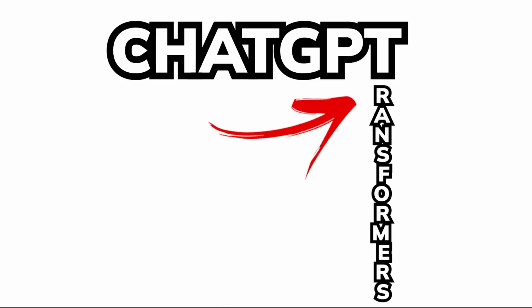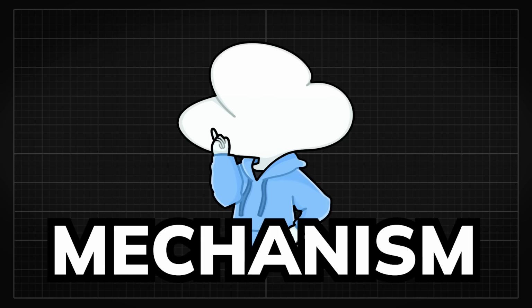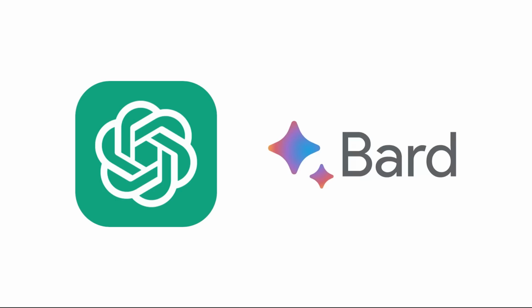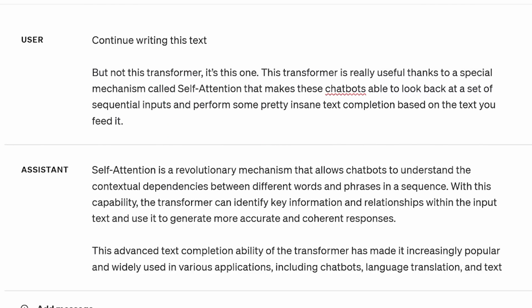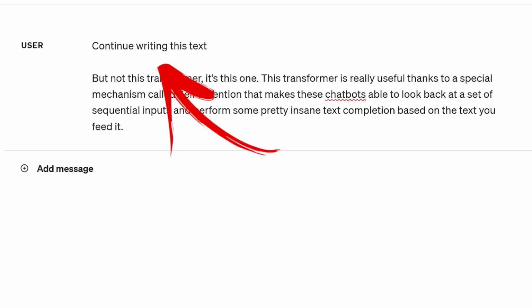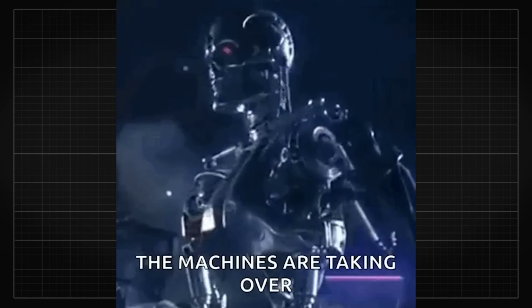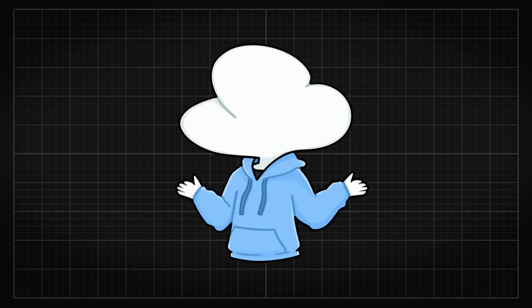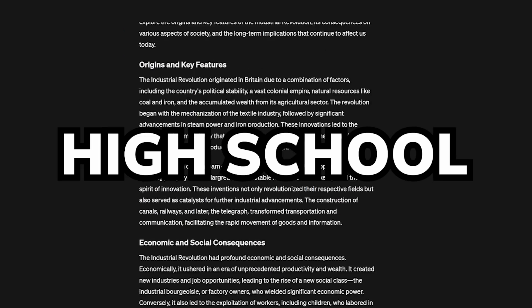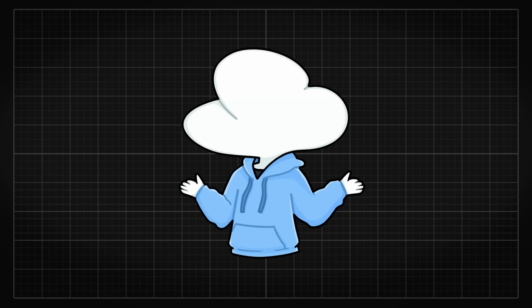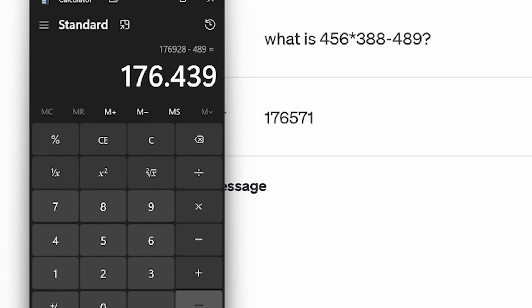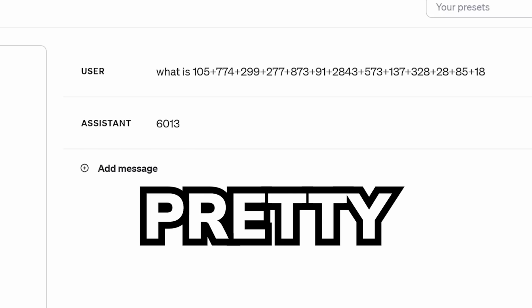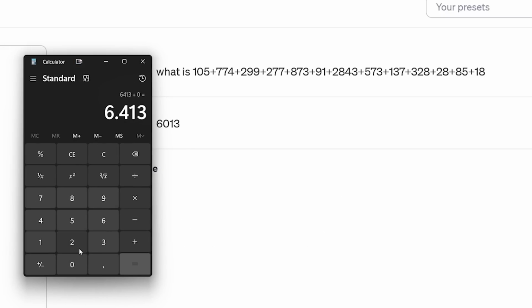This transformer is really useful thanks to a special mechanism called self-attention that makes these chatbots able to look back at a set of sequential inputs and perform some pretty insane text completion based on the text you feed it, which even made people think AGI was here a year ago given how powerful it is at writing essays for high school students. But if you remember using it to try to do math back in the days, it would even struggle at the most basic level of arithmetic. Even counting was a pretty big problem for them if there were more than 10 values.